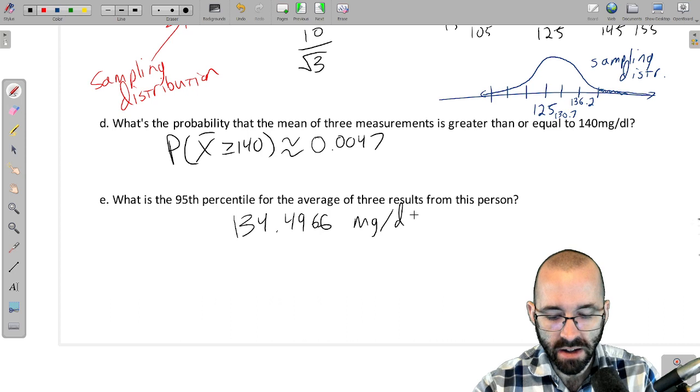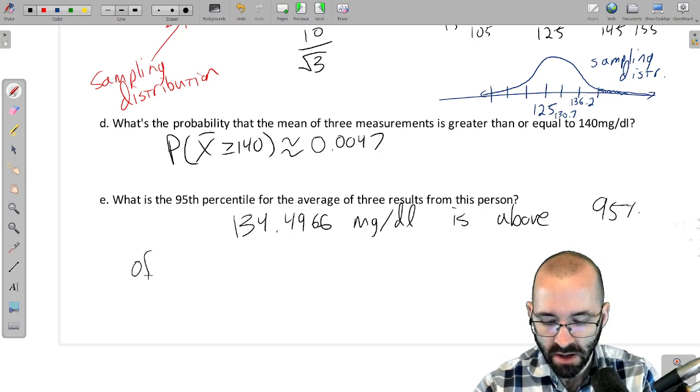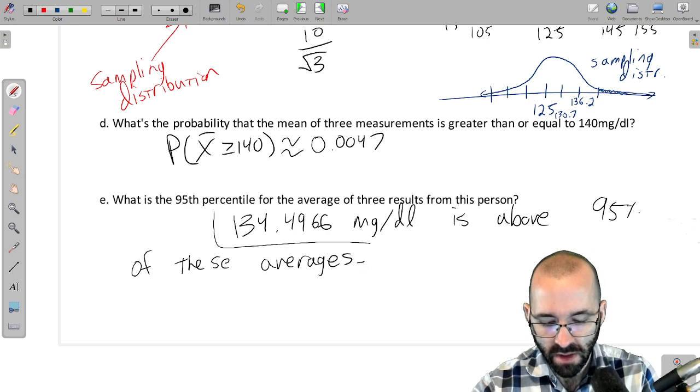Milligrams per deciliter is above 95% of these averages. This is our answer.